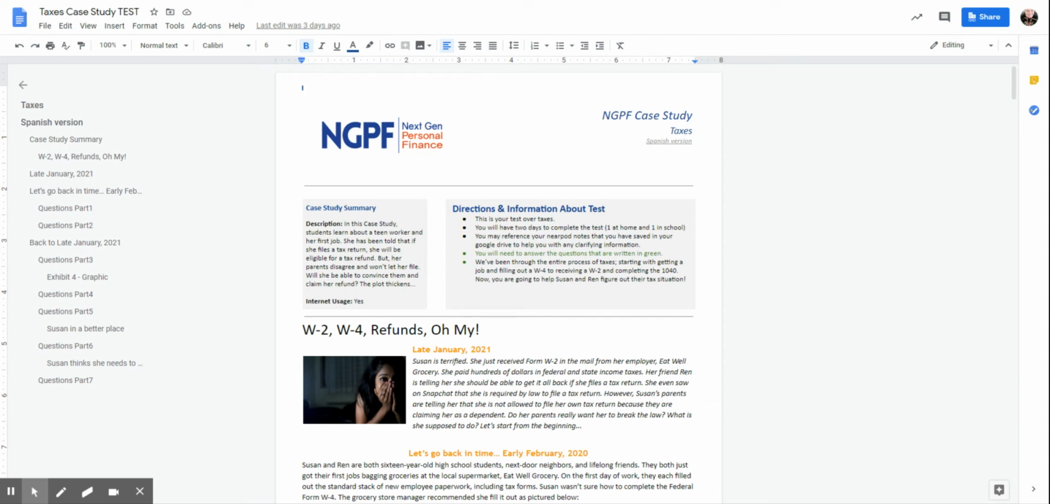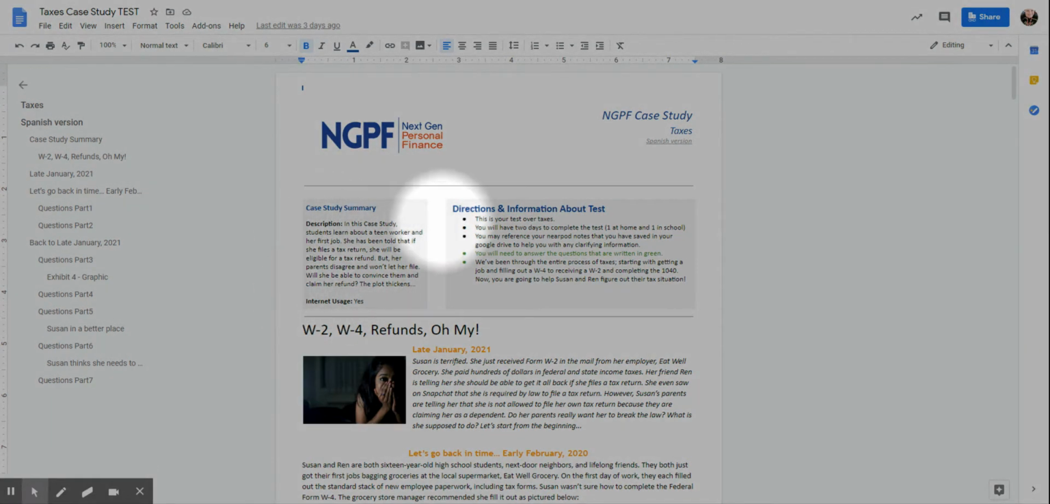Hello. This is a case study about taxes. You will be able to read the description of the case study summary here, along with directions and information about our test. Since some of you will be working at home and some at school, our tests will probably look more like this applicable case study situation as long as we're in this hybrid model or full remote option.